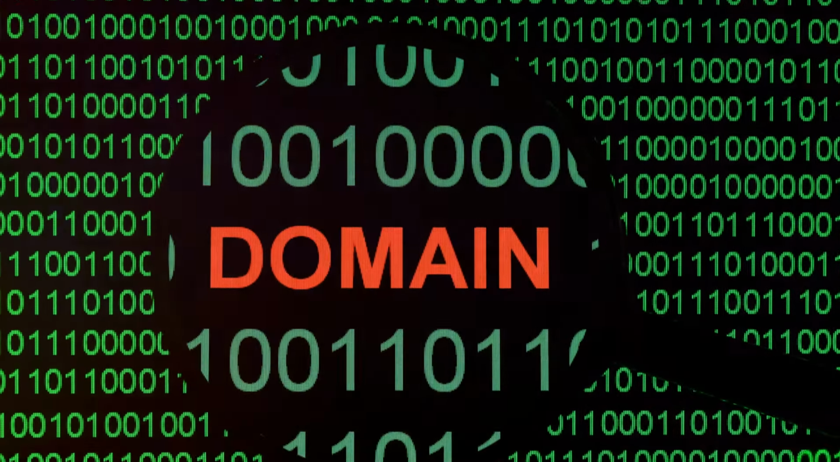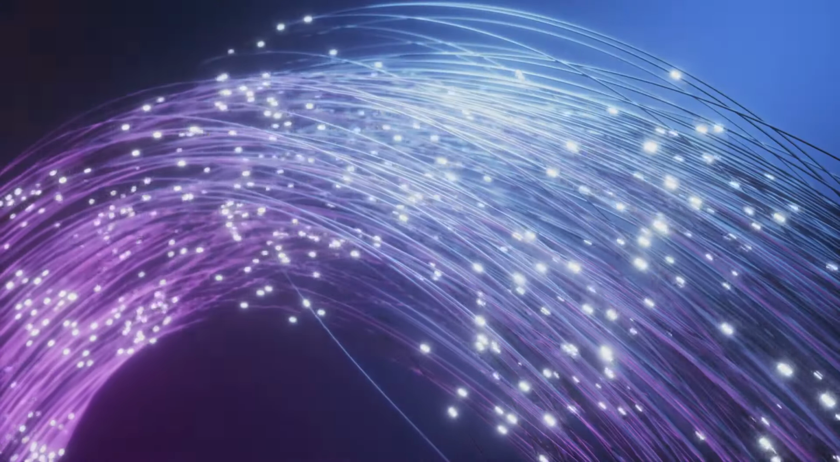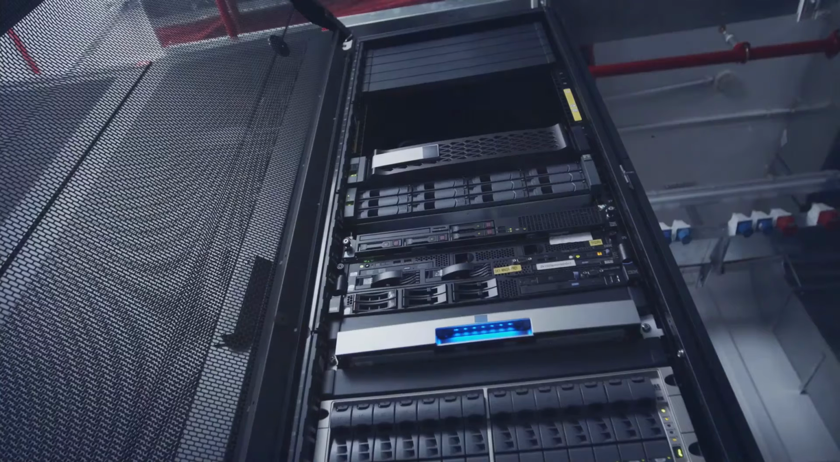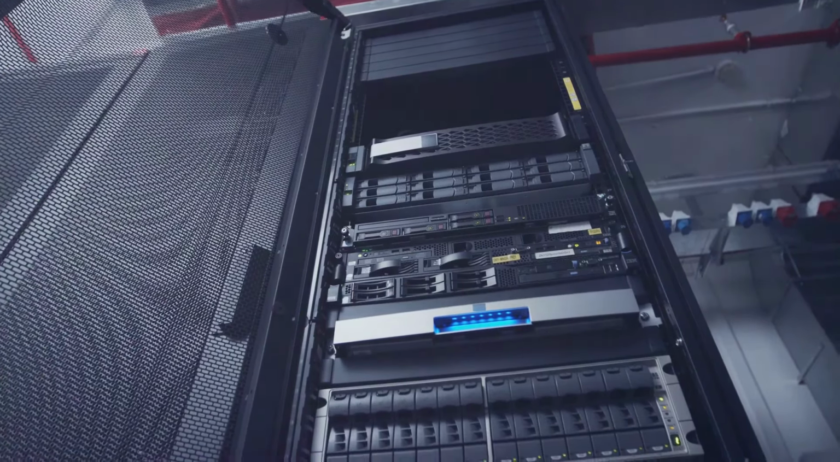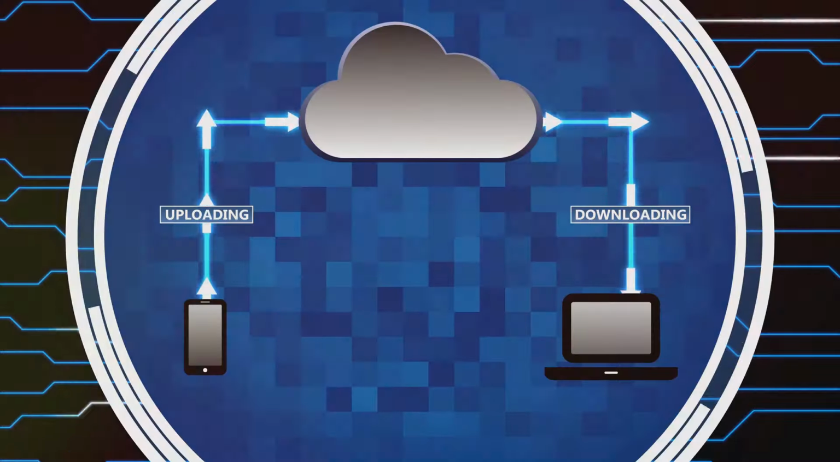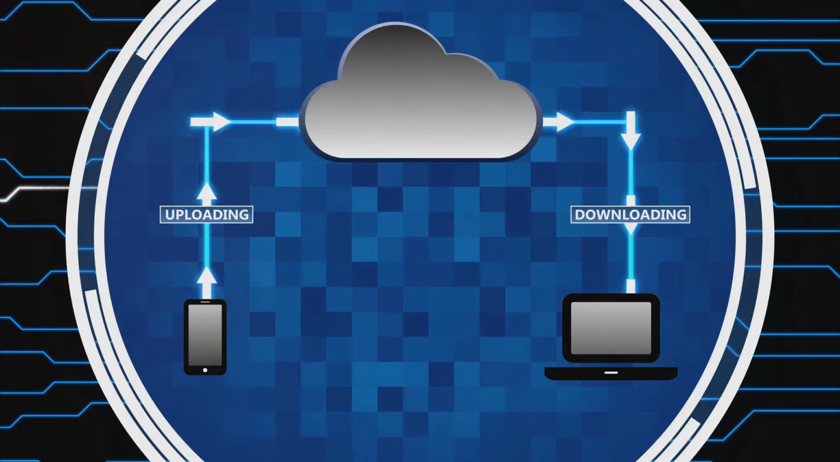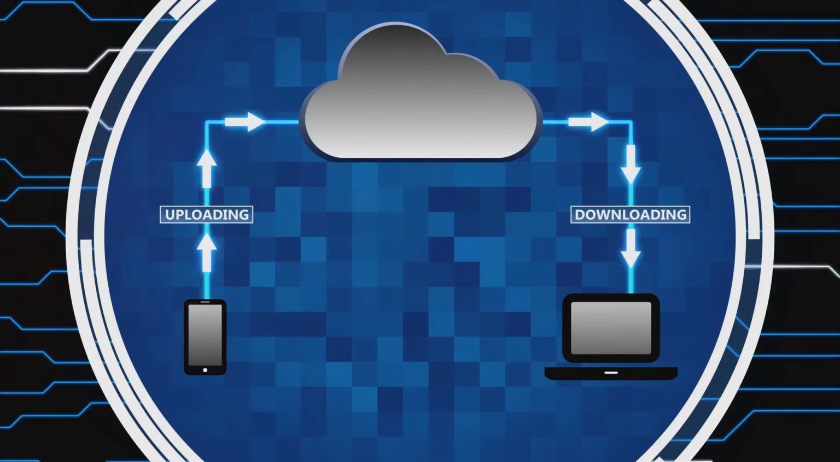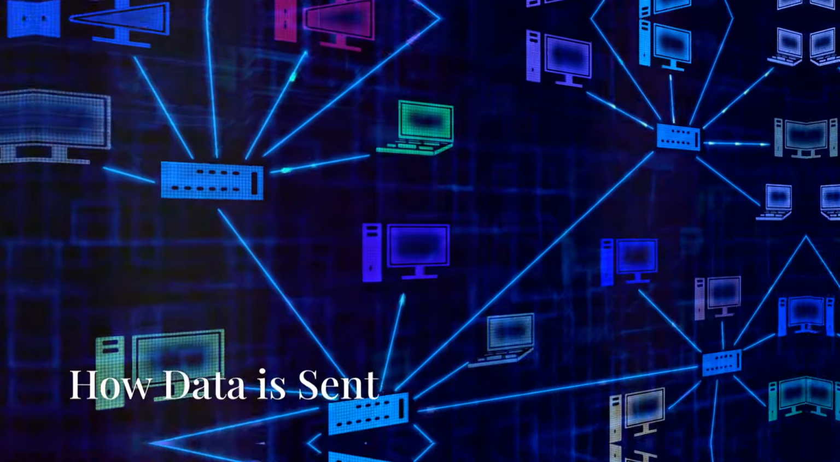Once your browser knows the website's IP address, it sends a request through your internet connection. This request travels through various networks and routers, like a package making its way through a complex delivery system. Finally, the request reaches the server where the website is stored. The server processes the request, retrieves the necessary files, and sends them back to your device, following the same path in reverse. And just like that, the web page loads on your screen.